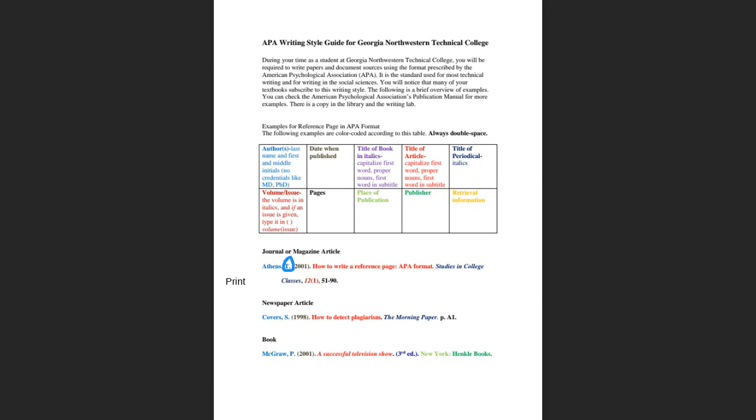The second difference is that the date of publication, month, day, and year, in this case just the year, comes second, placed in parentheses, and then followed by a period. In MLA formatting, it comes close to the end.